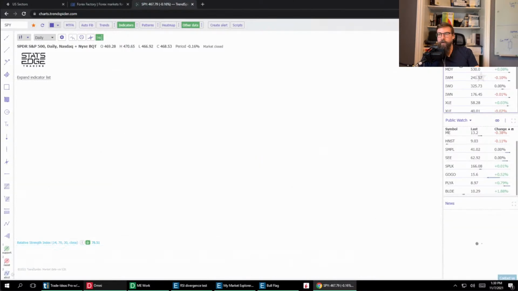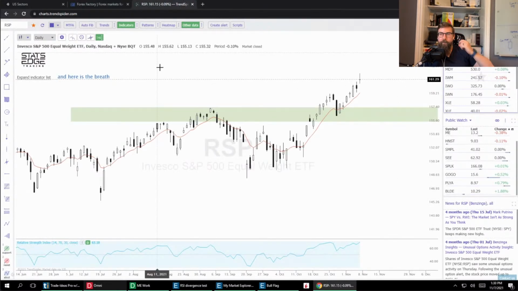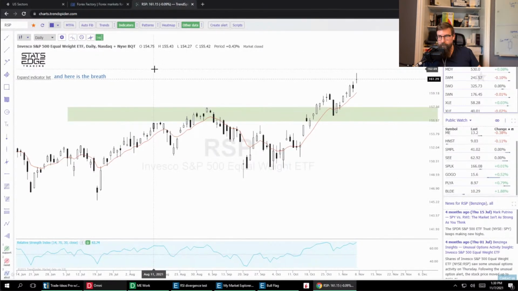Anyone who knows me knows I like looking at the RSP instead of the SPY. For anyone who's new here, the RSP is just an equal weight version of the SPY. The SPY basically has a heavy weighting in big tech names, Facebook, Amazon, Google, that type of stuff. So I remove that by looking at the RSP, which gives me a better understanding of the market.